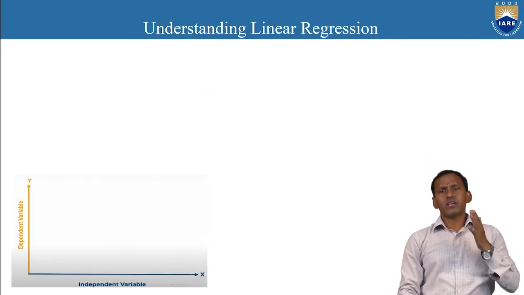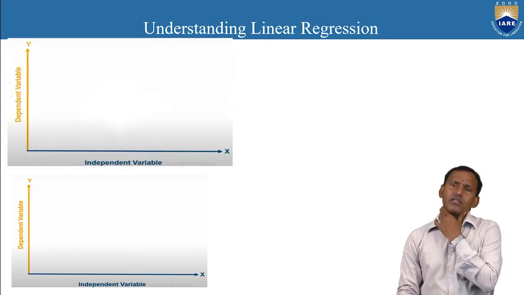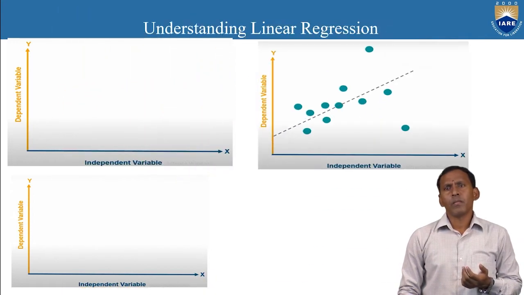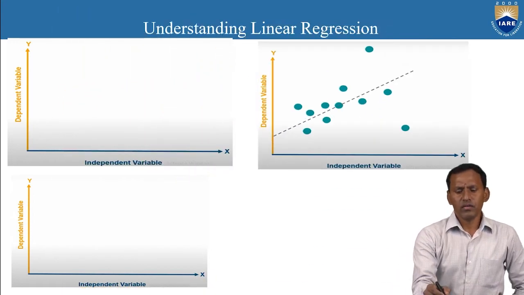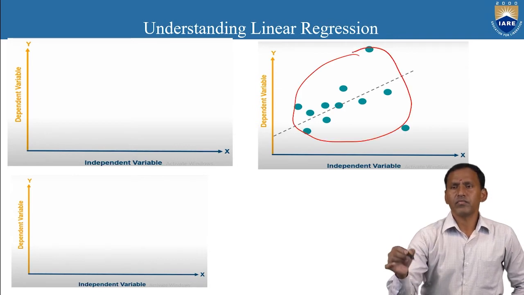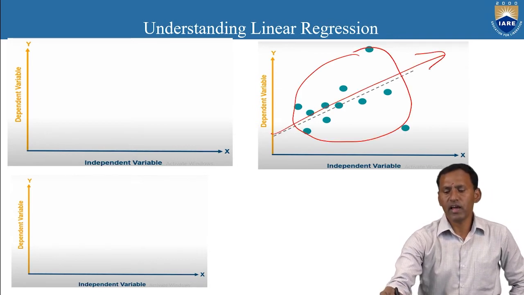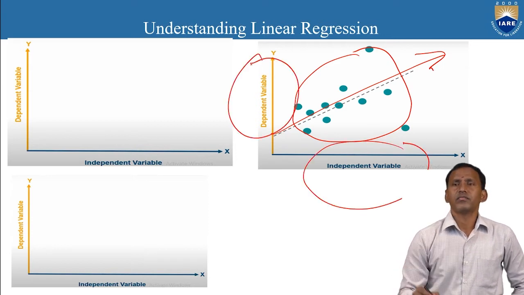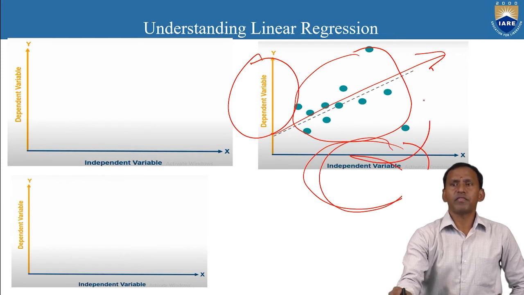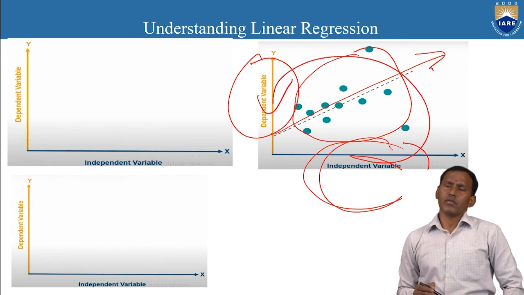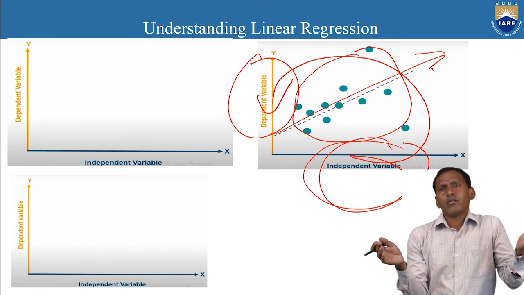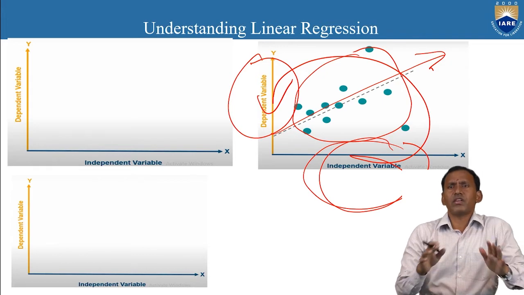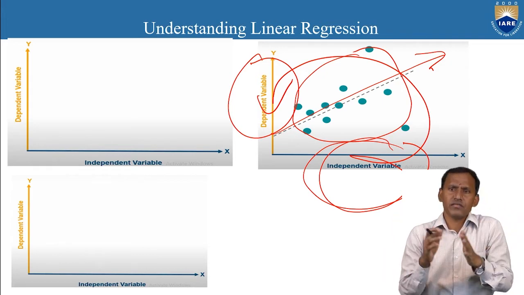Now coming to understanding linear regression. So here these are all data points and we plotted the best fit line. So these are the independent variable and the dependent variable. So the independent variable influences the dependent variable. That may be a negative impact or a positive impact or no impact. So there are 3 cases. We have already seen those 3 cases.